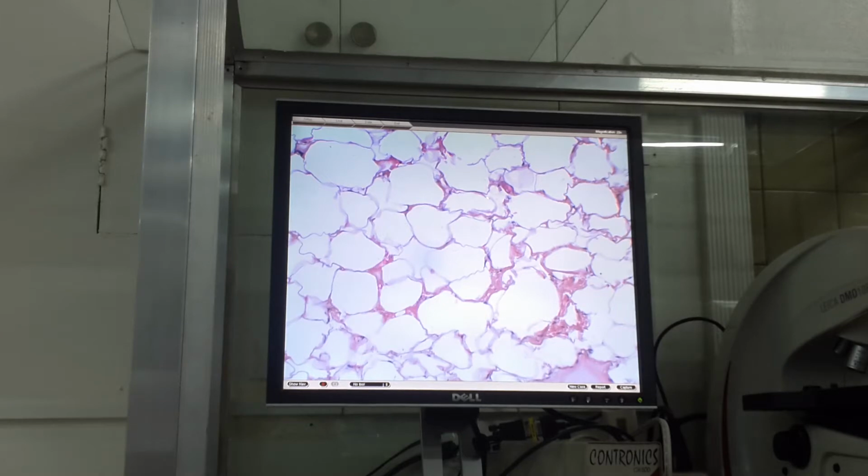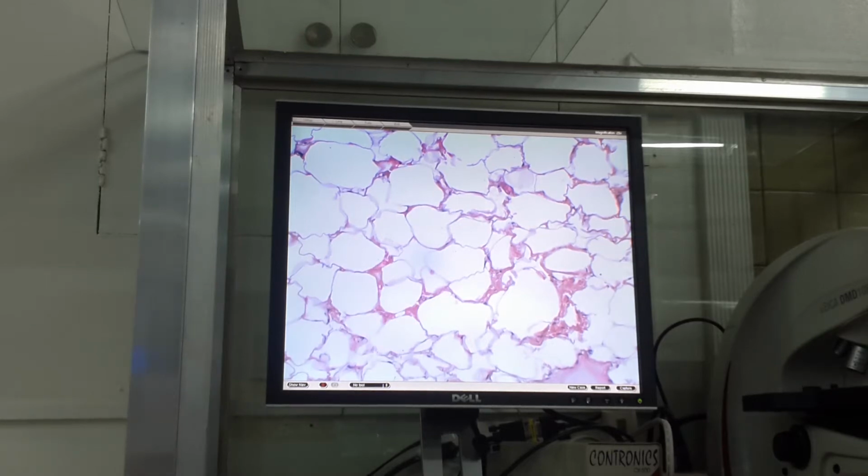May fibrovascular network na delicate sa pagitan ng mga cells. Right? That's why you have your RBCs here. That's the delicate fibrovascular network. Okay? So, pag ito lang nakita nyo, na-recognize nyo naman as taba. Pag ito yung lumabas, lipoma yung diagnosis.